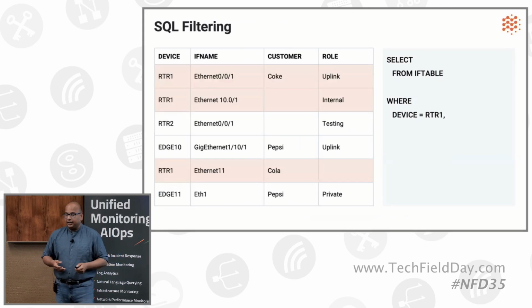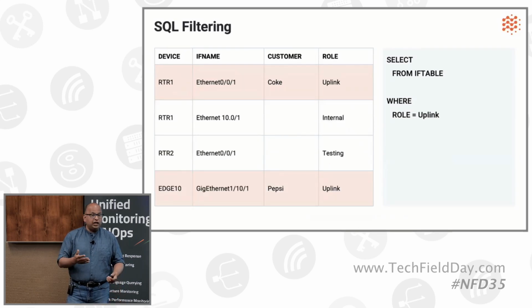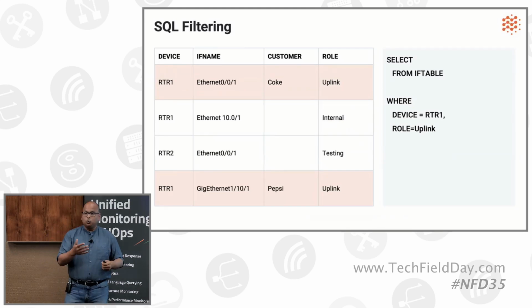Right? Filtering is again the most important part. So select from the interface table where device equals router 1. Or you can say where role equals uplink. For some reason you want to see what are my interfaces where the role is equal to uplink. Or you can say, not only do I want role equals uplink, I want device equals router 1. So SQL allows you to give all of those things.